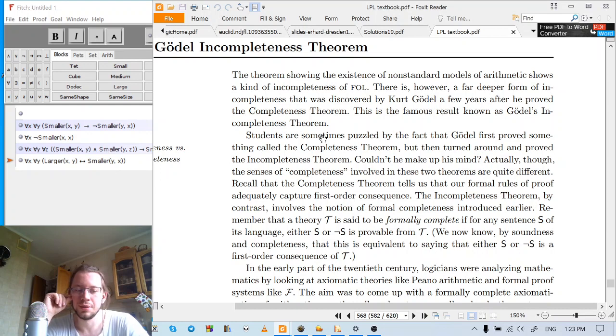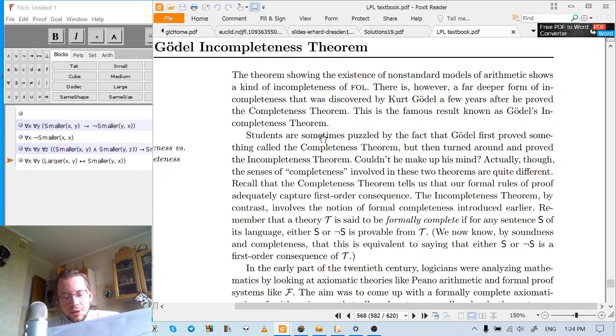Remember that a theory T is said to be formally complete if for any sentence S of its language, S or not S is provable from T. We know, by soundness and completeness, that this is equivalent to saying that either S or not S is a first-order consequence of T. Could I expand a little bit on it?